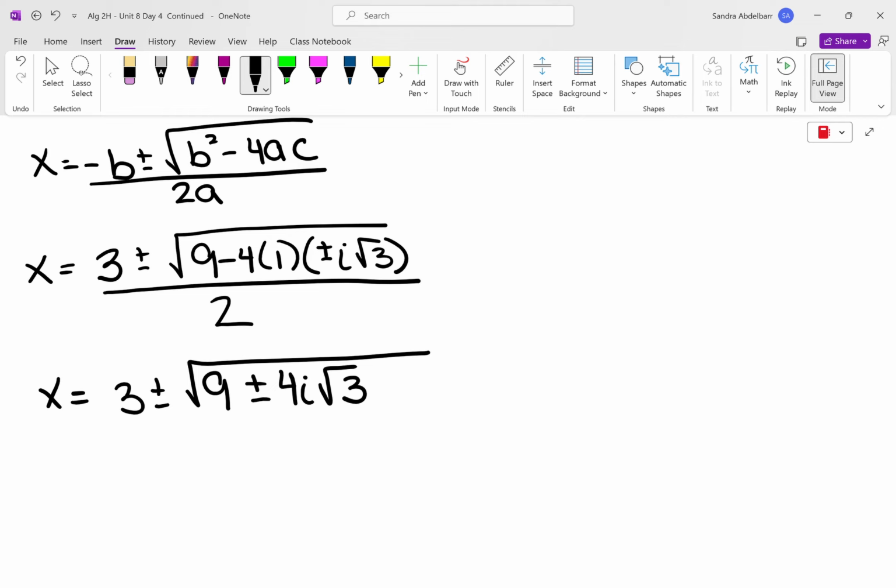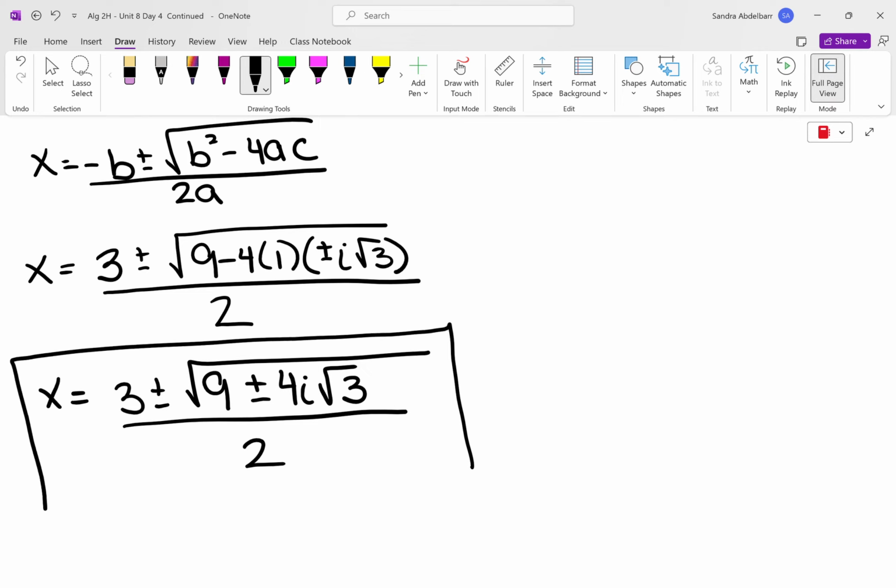You can have an i under the radical. We're allowed to leave the i under the radical. That's all okay. We can leave it just like that, all over 2. This is our answer.